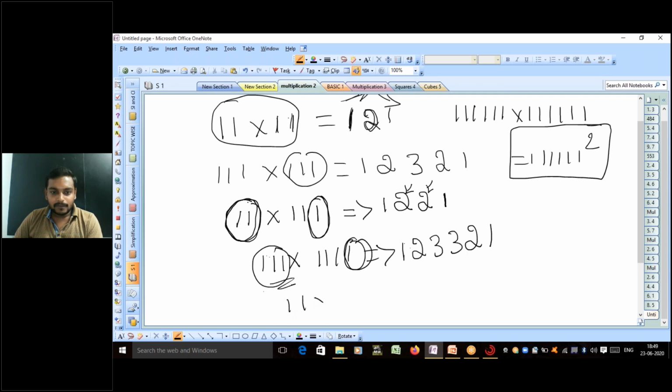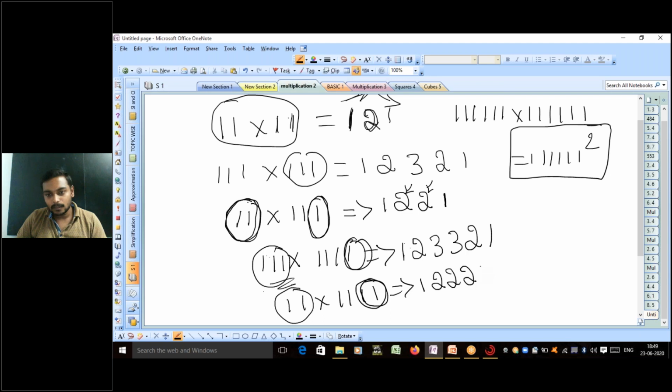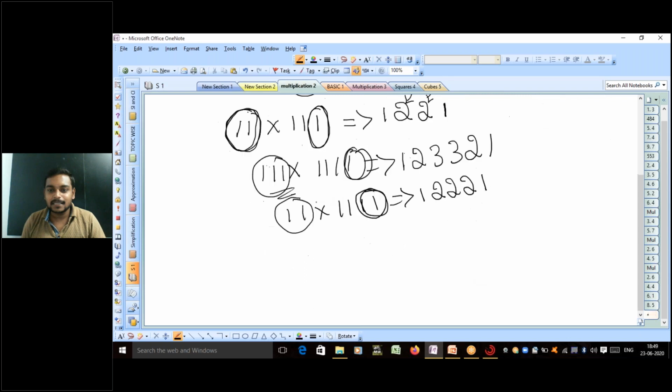If you have 11 multiplied with 1111, then just take the lesser value, that is two digits. So 1 2. We have 2 digits more. So just write 2 two more times. So 2 2. Then in the decreasing order. So the answer is 12,221. You have to take the lesser value.